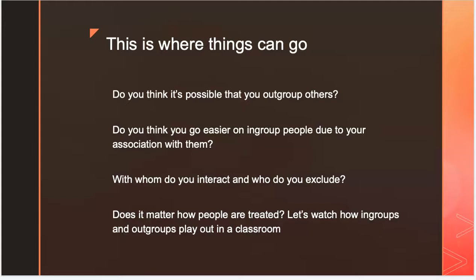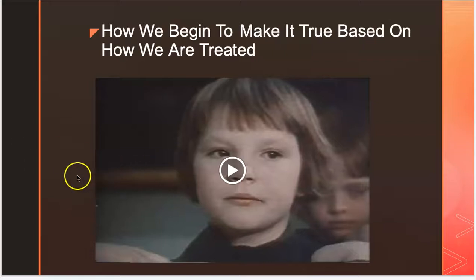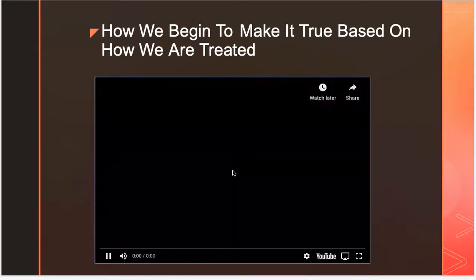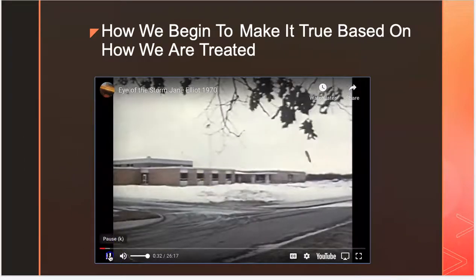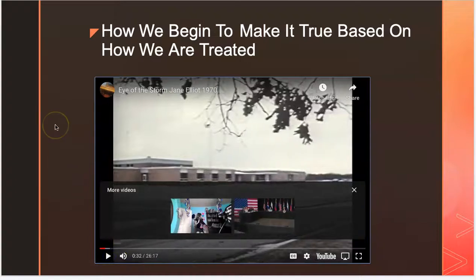And does it matter how people are treated? So again, let's watch a little bit more on in-groups and out-groups and how that stuff can manifest. Let me look at this video before I decide to play it, because I think it's kind of longer. Yes, it's quite a bit longer, so I'm not going to go to it. But again, this video is excellent. It's The Eye of the Storm from Jane Elliott from 1960. It's embedded in the slides.